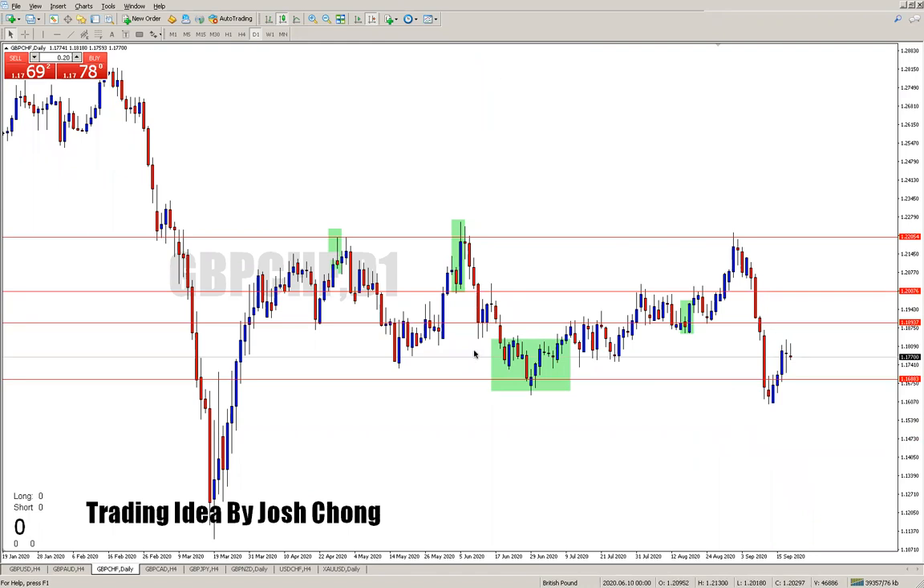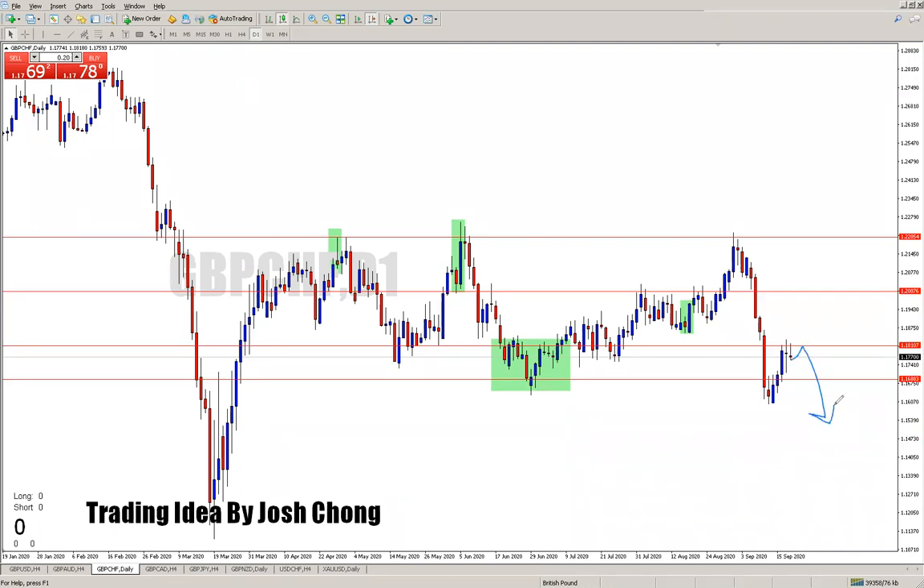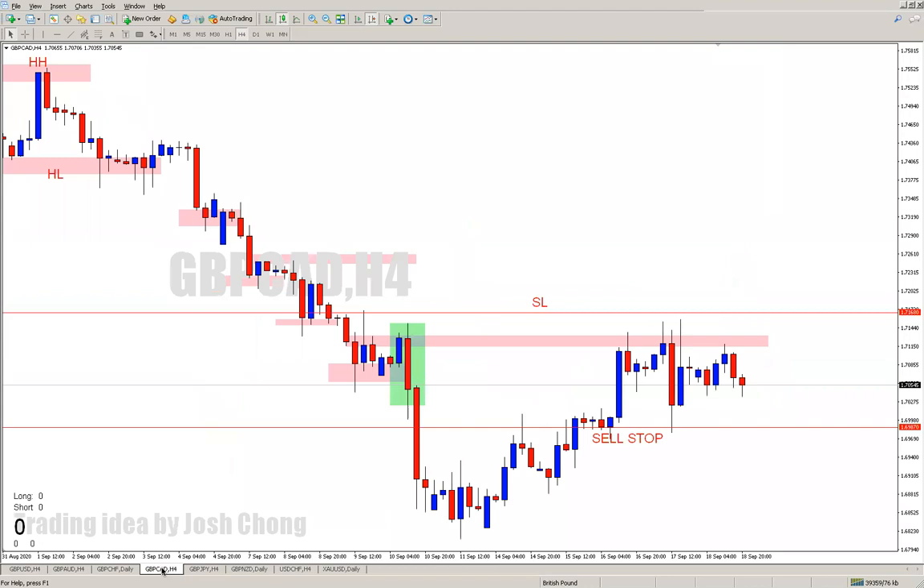Next, GBP CHF. My key line is over here. Same thing for GBP CHF: advance to here, then drop. This is my key line level, with banker confirmation. Next will be GBP CAD. So GBP CAD, same thing.